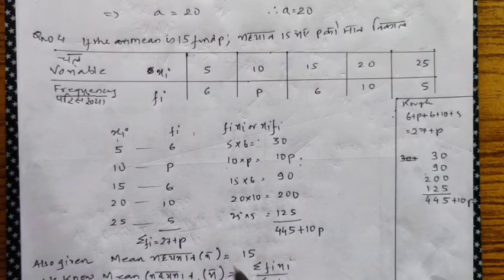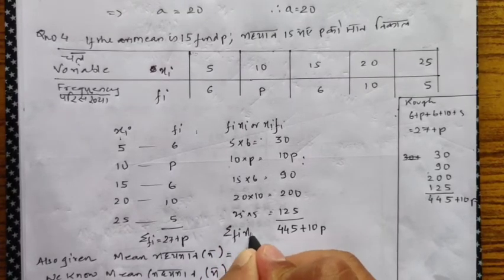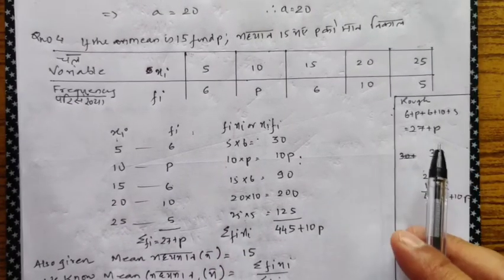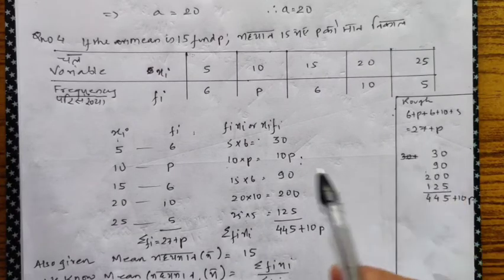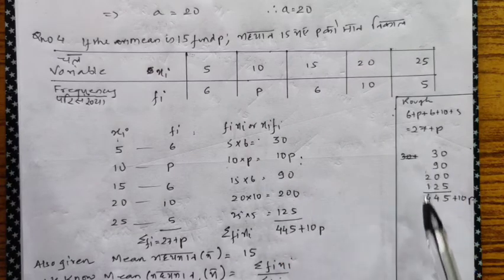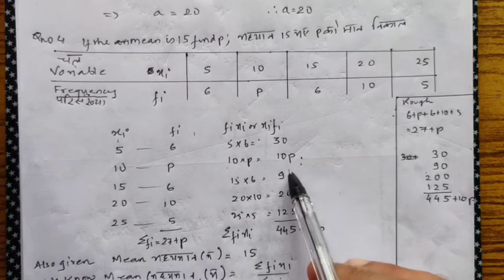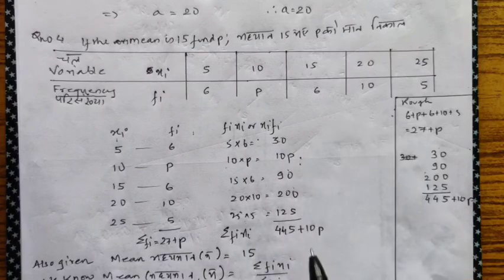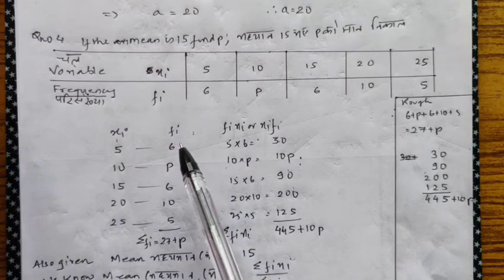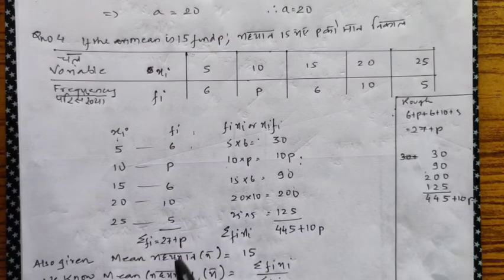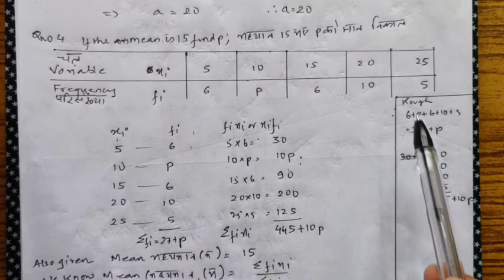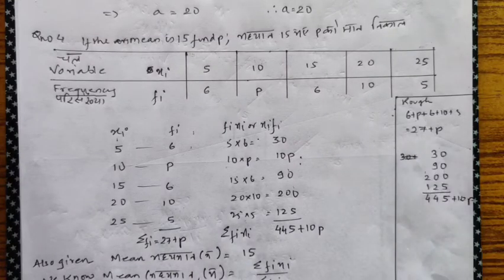According to the formula, I will need to find summation fi xi. See the rough work out here? I have added all the numbers 30, 90, 200, 125, but I have not added this 10p. So I get 445 plus 10p. Can you see this? This 445 is because I have added this one, this one, this one, and this one. I have not added 10p. No, 10p will remain separate this way only. Let's go to frequencies. Add all the frequencies. Add the numbers 6, 6, 10, 5, which gives us 27 plus p. I have shown you the rough work. This p will not get added. At last it will be written as 27 plus p.